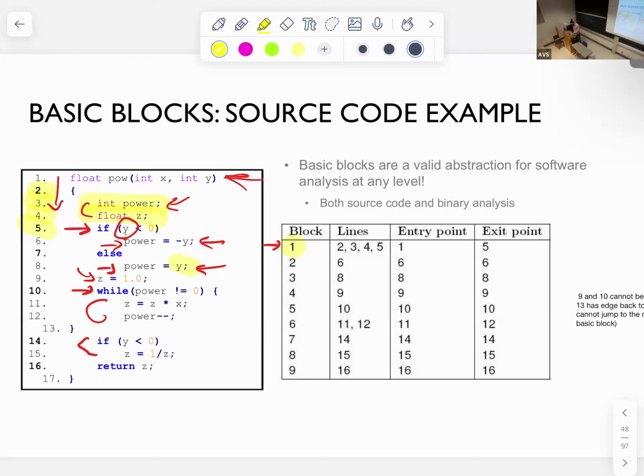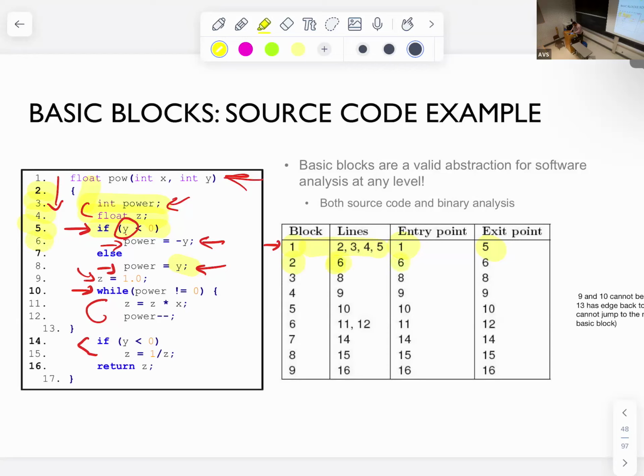Then you eventually reach this condition, and that's where your basic block ends, because at this point you can either go left or you can go right. So this is where your exit point is. And then of course your entry point is line number 1. This is where this basic block starts, because that's where the function is being called, right? Then you have the second block, and the second block is just instruction 6, right?